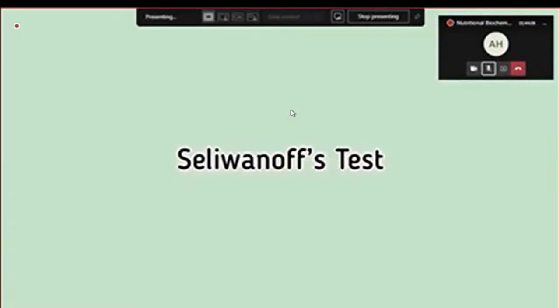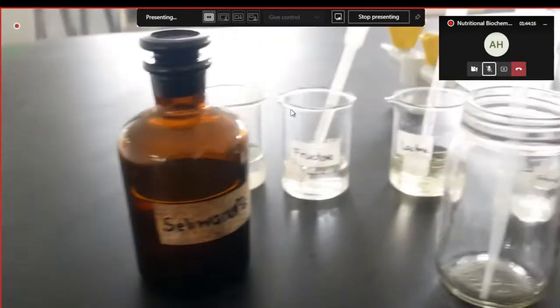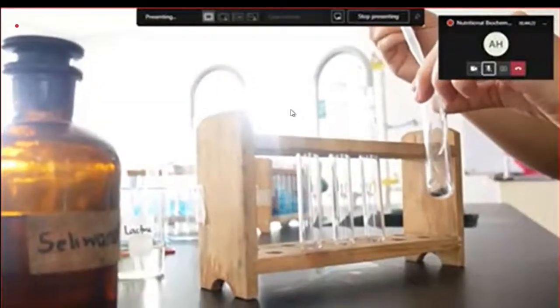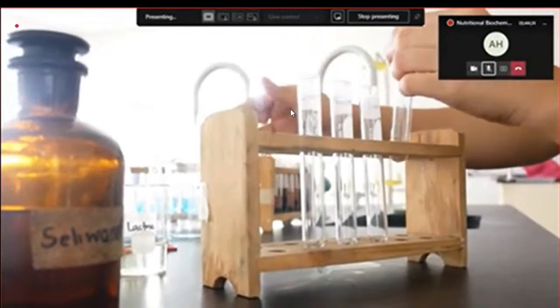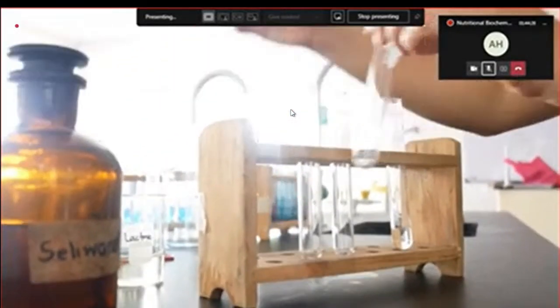Our last test is Seliwanoff's test. This test distinguishes between fructose and glucose. Overheating of the solution should be avoided because on continuous boiling, aldose sugars will also give a positive result. To do this test, we're going to add 2 ml of the sugar solutions to 3 ml of Seliwanoff's reagent.